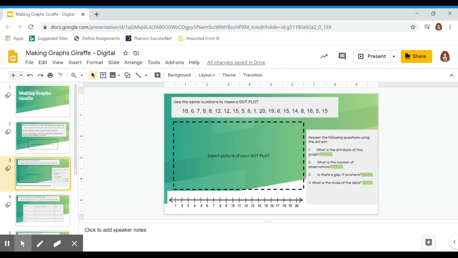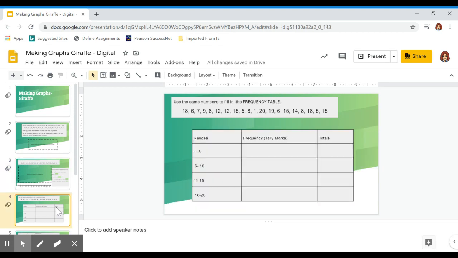Slide 3, same set of data. You're going to make a dot plot. Okay, so let's think about what a dot plot needs. A dot plot needs a number line, the numbers on the bottom, a label along the bottom of what the numbers mean, and dots above how many numbers there are for that. So for this one, there's only one. So you should have one dot above the 1. Okay, so go ahead and pause the video and make your dot plot. Then you need to come back and answer these questions about attribute, number of observations, gap, and mode.